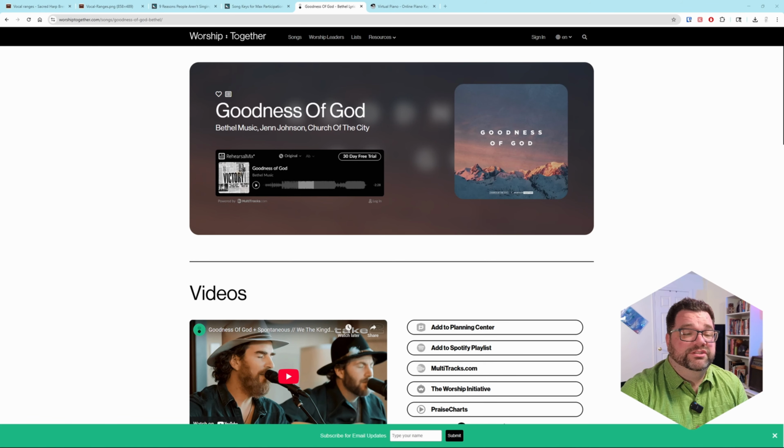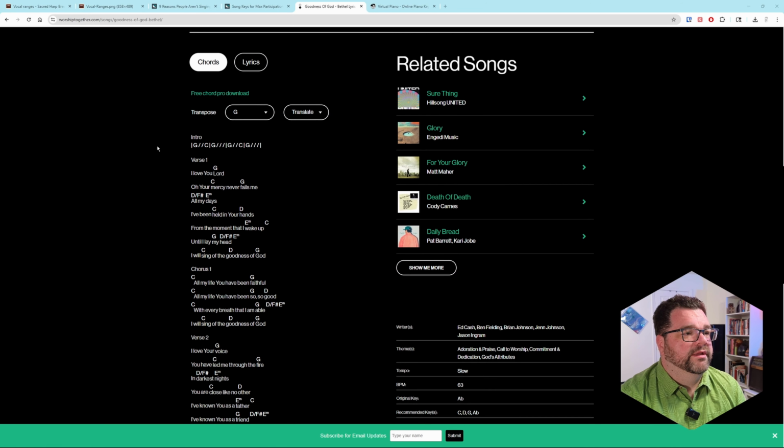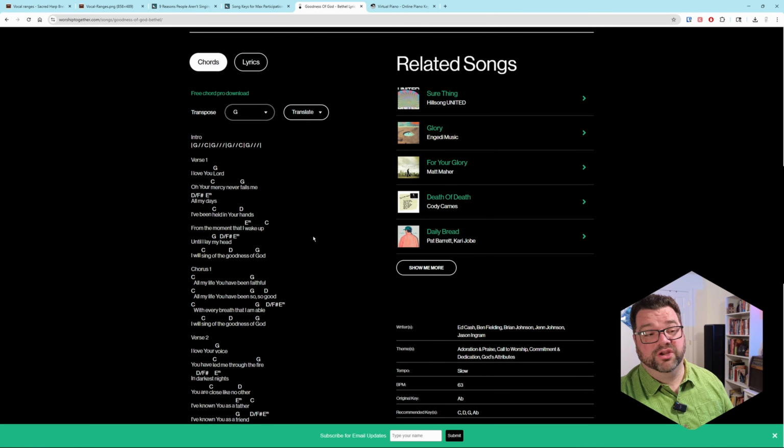Now, if I'm manually trying to figure out what key I want to sing a song in, and usually this is faster once you get used to it, I'm going to start with singing it in any key and then try to figure out the highest and lowest note. So here's Goodness of God on worshiptogether.com. And then here they let you pick a key. I'm a guitar player, so I'm just going to start with G. Let's just pretend I don't know they're singing A.